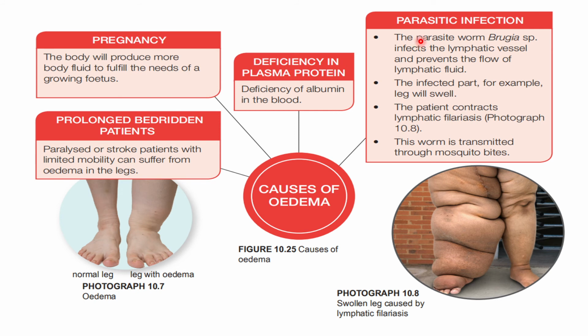Last but not least is parasitic infection. Parasite worms. Parasites infect the lymphatic vessels, causing blockage and preventing the flow of the lymphatic fluid. So the infected part, for example the leg, will swell. And this is the photo showing a patient contracting lymphatic filariasis, filarial worm, and this worm is said to be transmitted through mosquito bites.